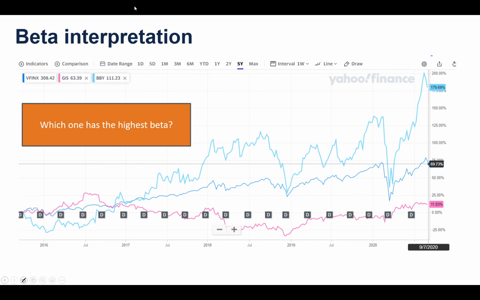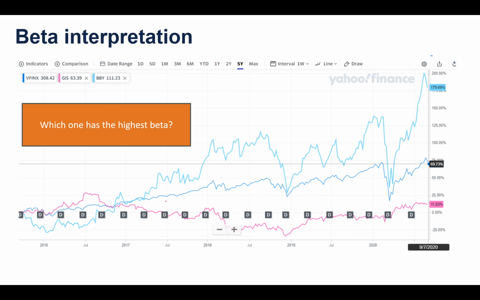So as you would imagine, General Mills has a beta less than 1 here, 0.57, meaning that it's not as sensitive to the market as, for instance, Best Buy, right? So try to think of beta as how sensitive the asset is to market movements.